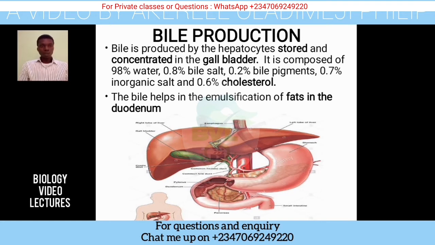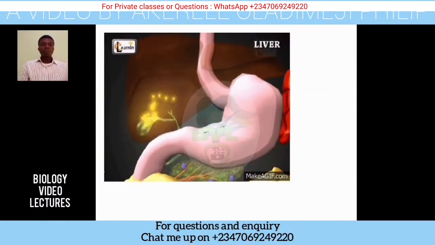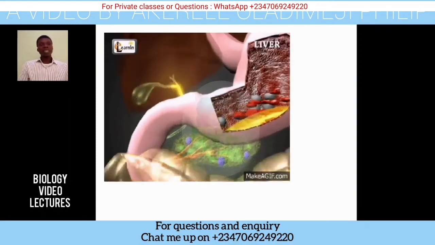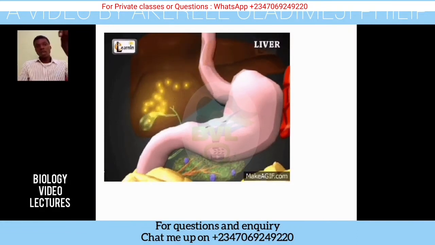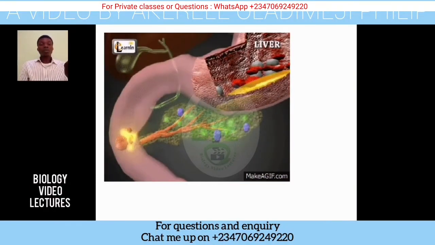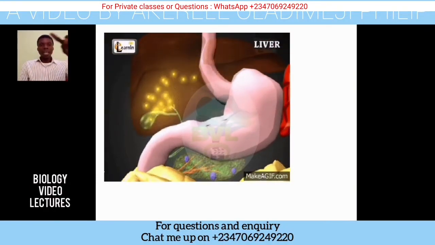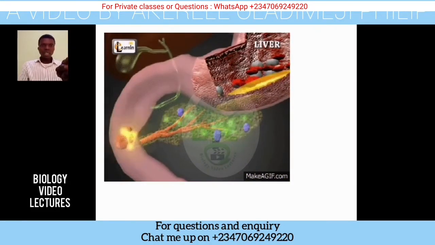So you can see that here. This is the gallbladder. It's emptied into the duodenum, where it emulsifies fat coming from the stomach. This is an animation to show the content of the stomach moving to the duodenum. You can see the yellow thing, the bile, coming from the liver to the gallbladder. Through the bile duct, the bile duct takes it from the gallbladder to the duodenum. You can see that there. That's where it's emulsified.